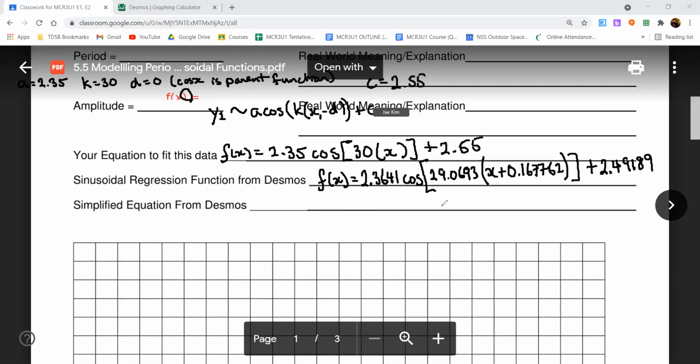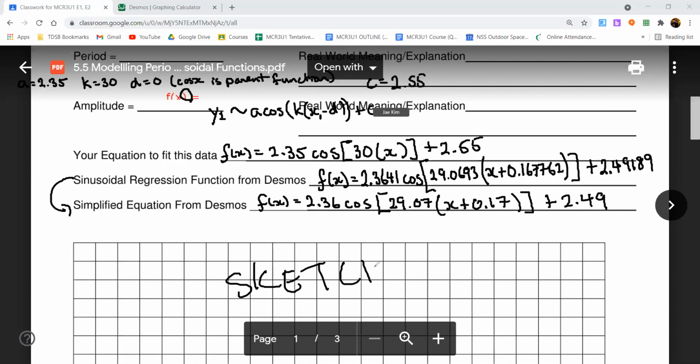It's really close. And so the last bit, your simplified equation: just take all of these decimals and round to 2 decimal places. So f of x would be 2.36 cosine 29.07, open bracket, x plus 0.17, close bracket, plus 2.49. And then you sketch. And yes, you can sketch by essentially copying and pasting from the Desmos program.